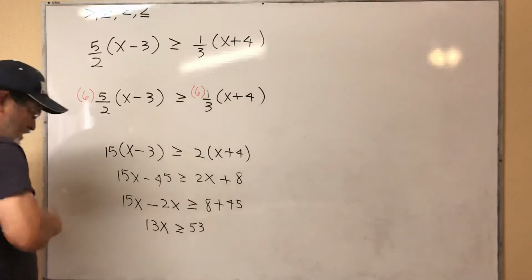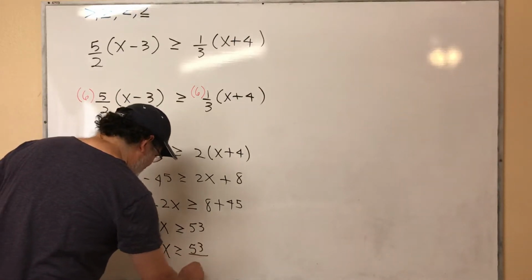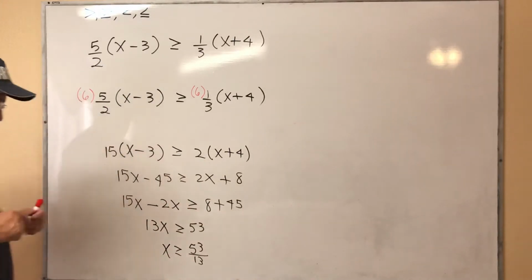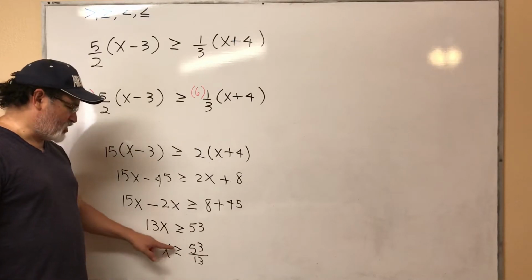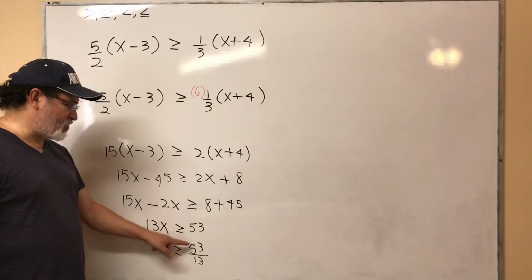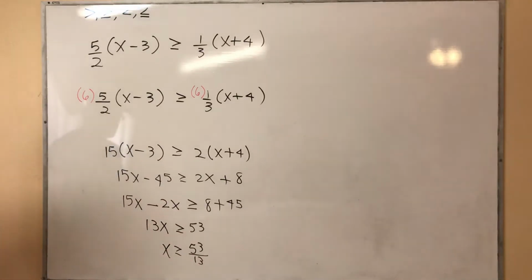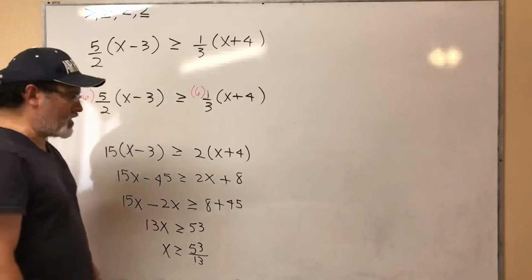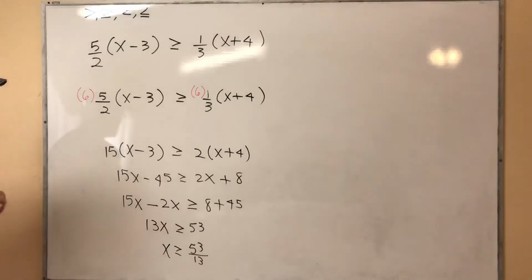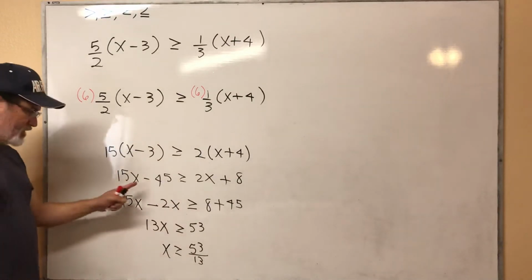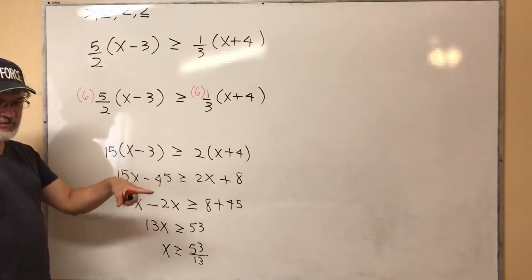Okay, so therefore this x is greater than or equal to 53 divided by 13, and that's your answer. Okay? So when you read this answer, we say x is greater than or equal to 53 over 13. And the 13 and the 53 can't be simplified anymore. All right, don't forget the answer. So here I brought the 2x to my left, the 45 to my right.